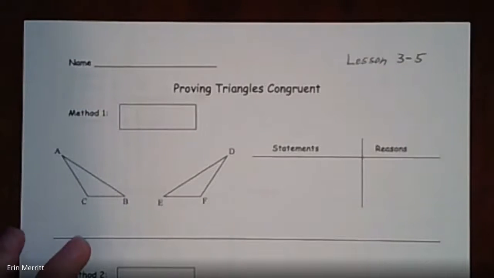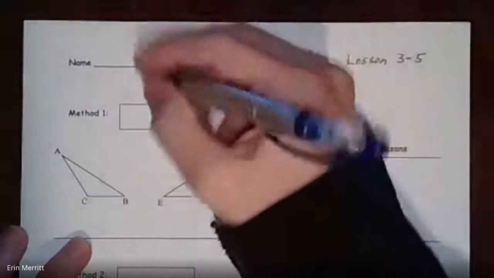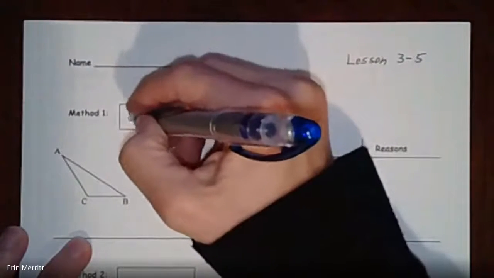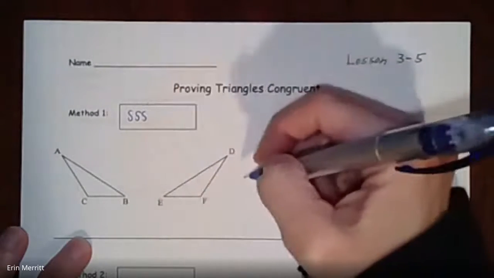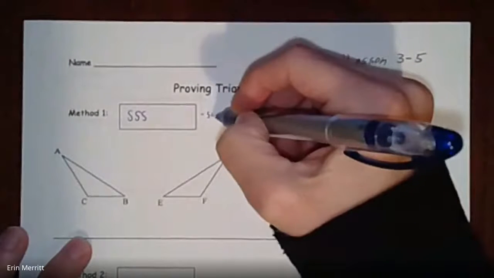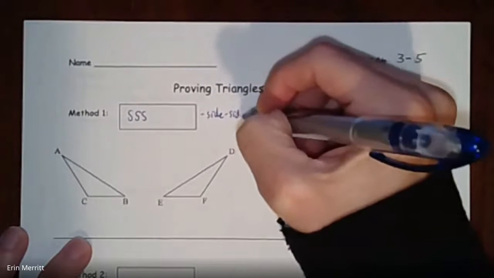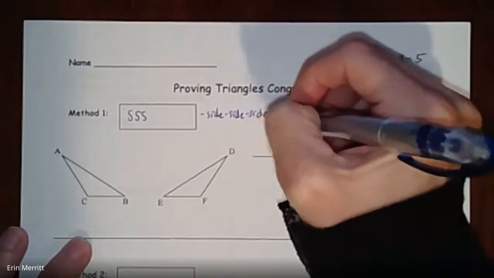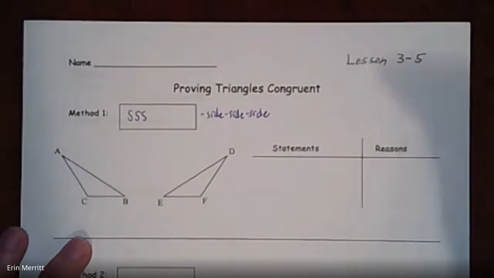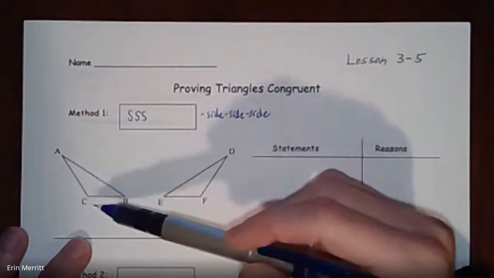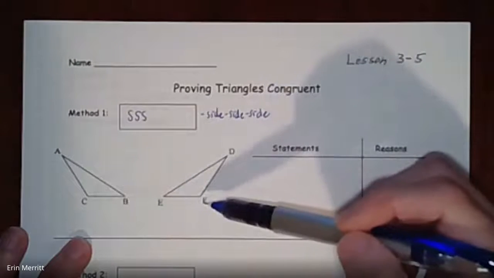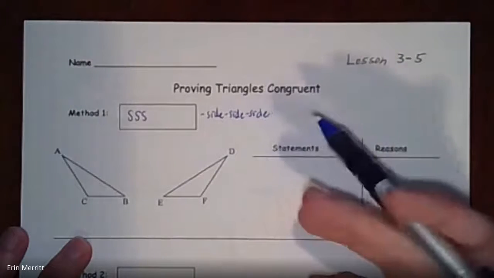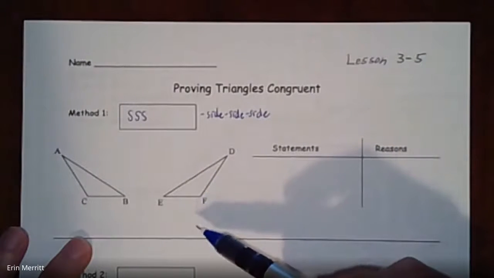So the first method that we're going to talk about is called side, side, side, but we abbreviate it to SSS. And what that means is if we can prove that all three sides of one triangle are congruent to all three sides of the other triangle, or the corresponding sides, that's enough to prove the triangles congruent.